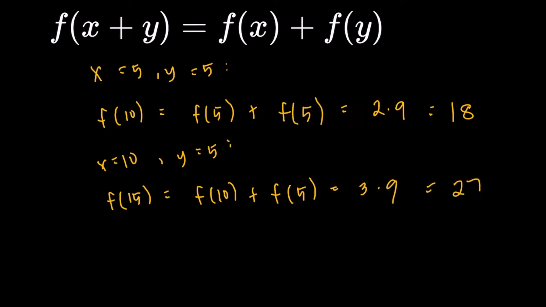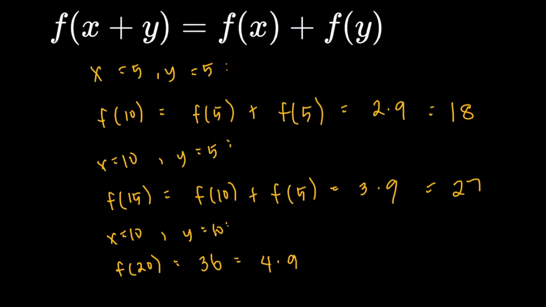And we can make some nice observations here, because for example, if x equals 10 and y equals 10, we're going to get f of 20 being equal to f of 10 plus f of 10, and we know f of 10 is 18, so it's going to be 36. Now we can write 36 as 4 times 9.